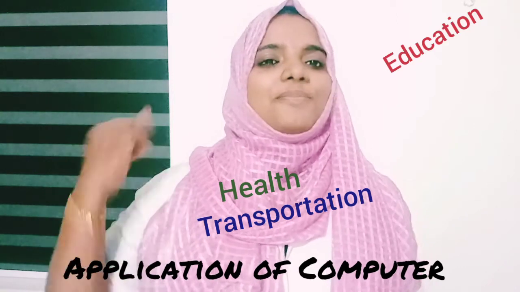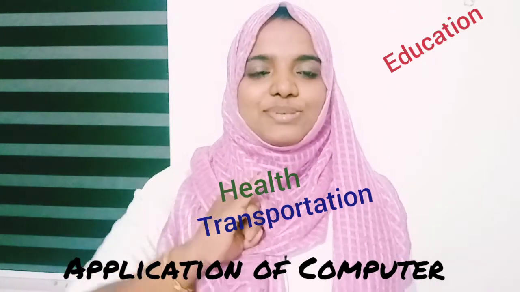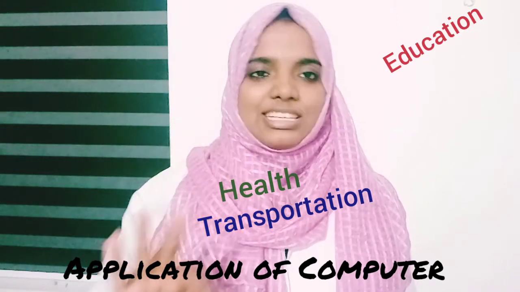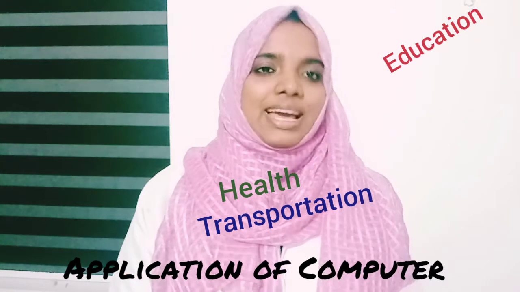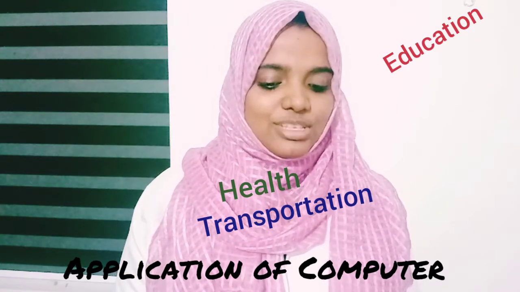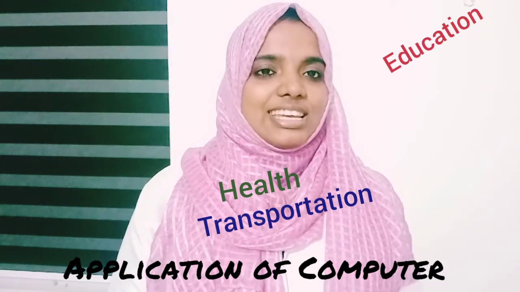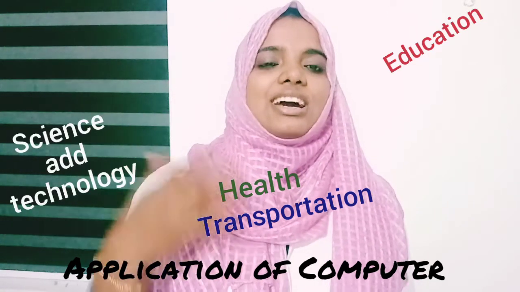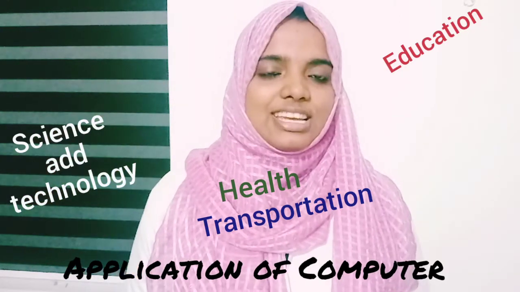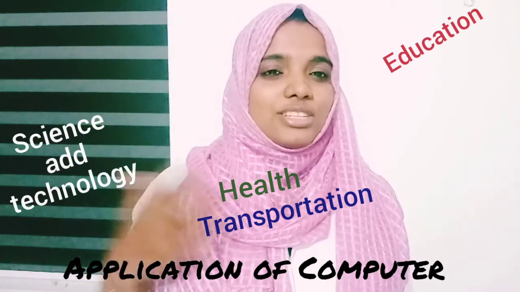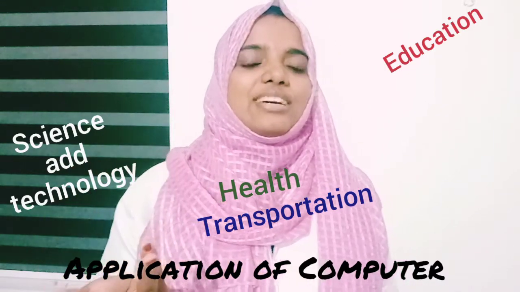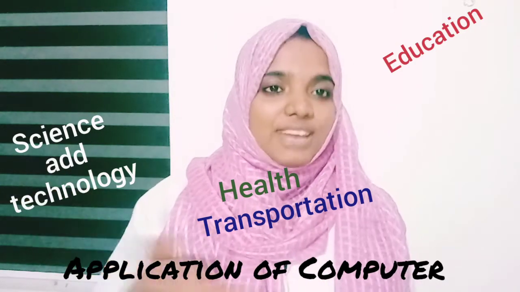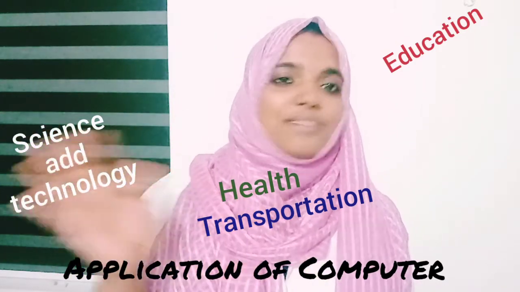Okay, so first one, what was the first one, children? We used computers in the field of education, then in health, then in transportation, and in banking also we used computer. Then what was the next thing? Science and technology. In science, to find out weather forecasting, whether today it will rain or be sunny, so that they can take further precautions to avoid different calamities. That is flood. If a lot of rain is going to come, flood will be there.